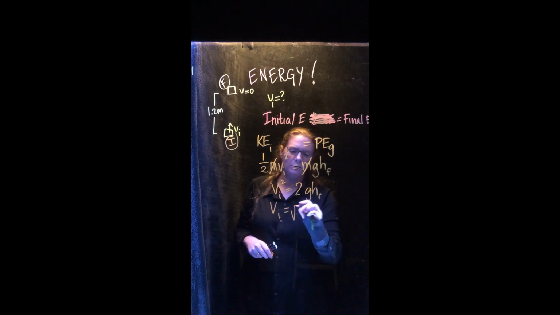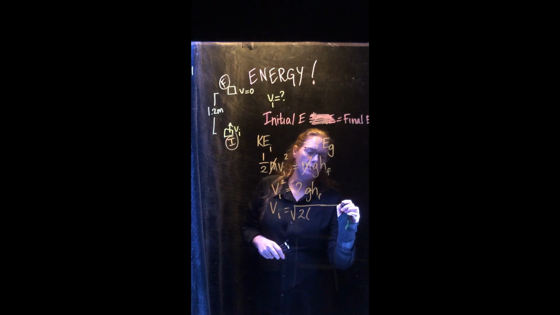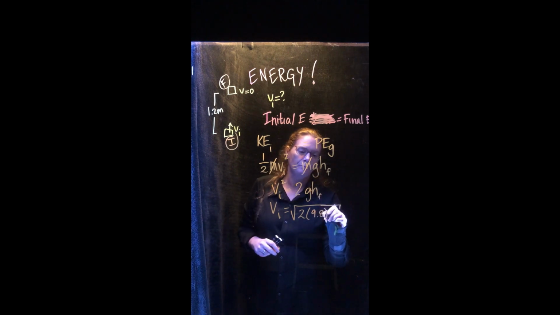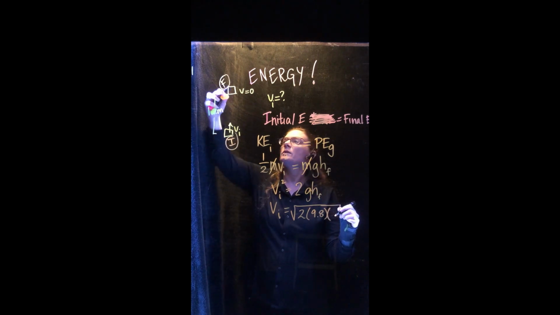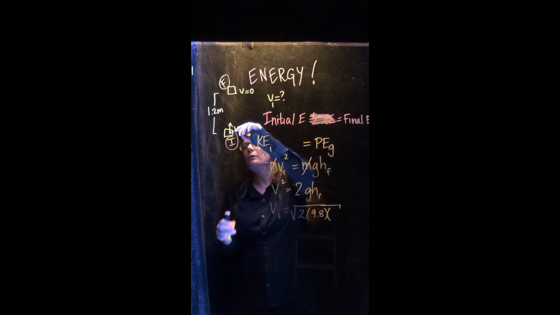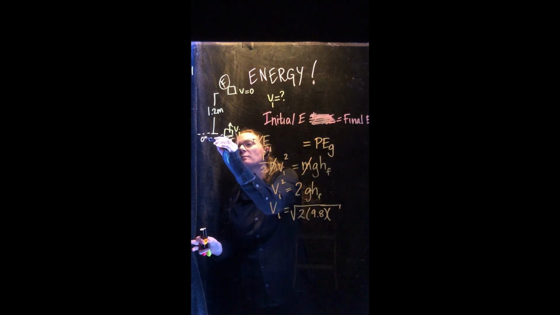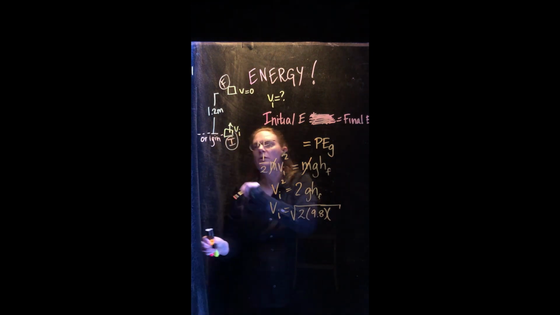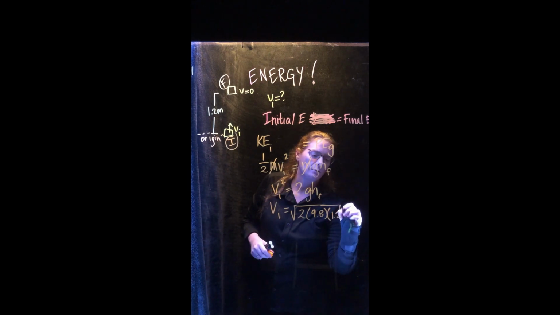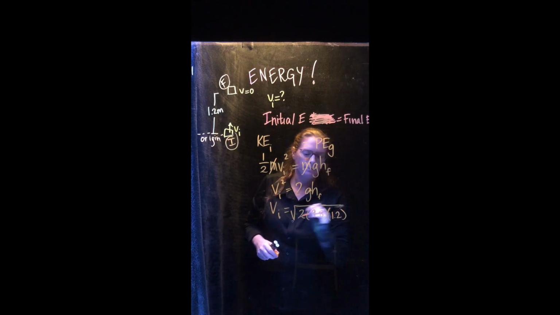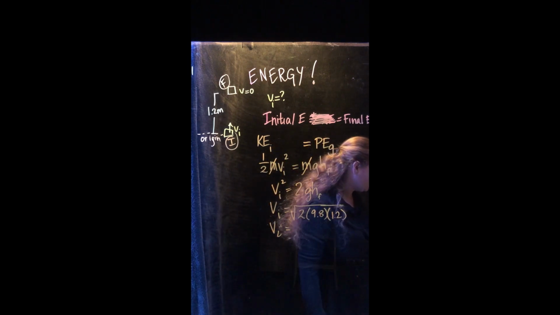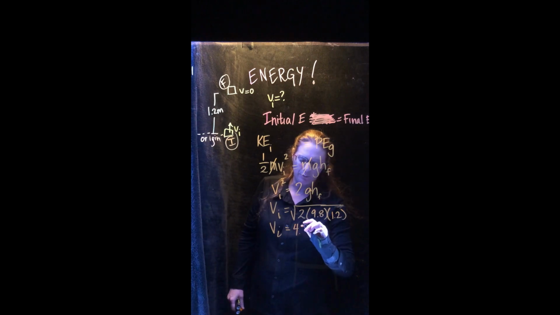V initial equals the square root of 2 times gravity. Remember, just the number, not negative. 9.8. H final. What's the final height? And, I didn't choose an origin. Bad me. So here I say, this makes sense right here. I'm going to choose this as my origin. That means the final height is 1.2 meters above my origin. If you do that math, you would get what? What do you get? 4.85 meters per second.